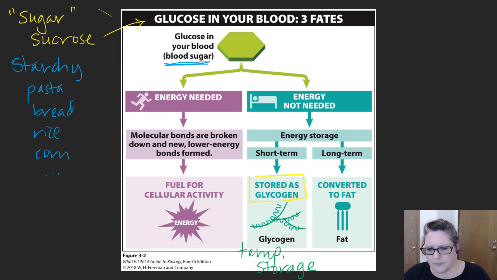So let's draw on the right a branched molecule. Let's imagine that each of these circles is a glucose, and here we are in glycogen. Now this is not accurate. It's just a representation of why the branching structure is useful and important. So here's a branched molecule, and we'll call it glycogen.